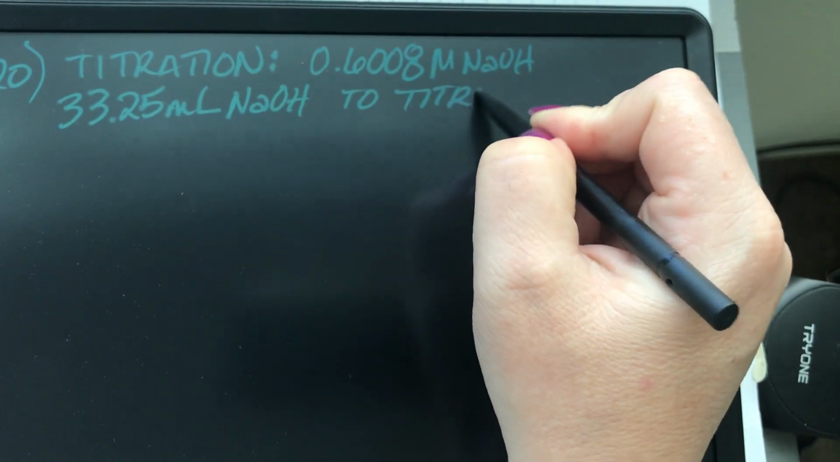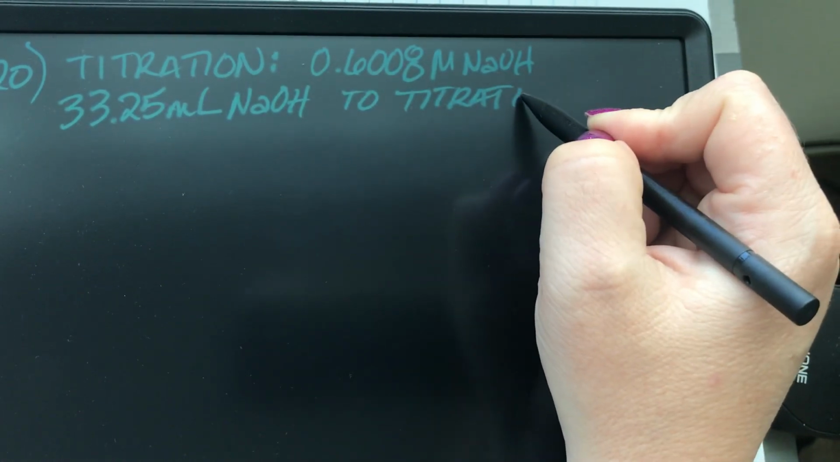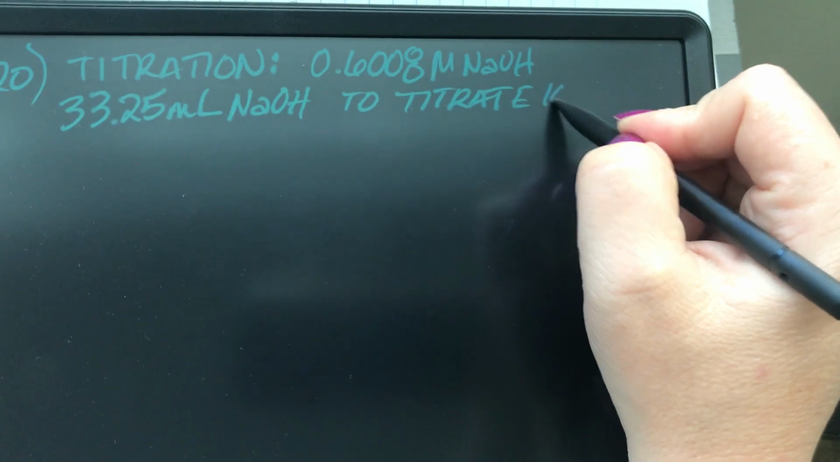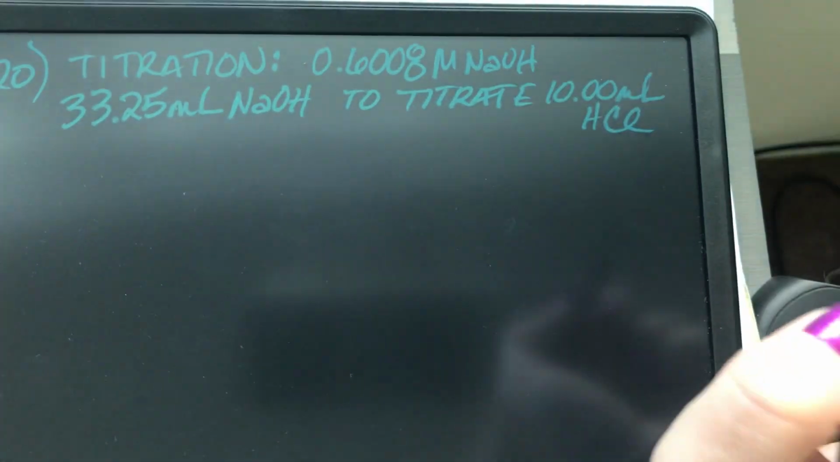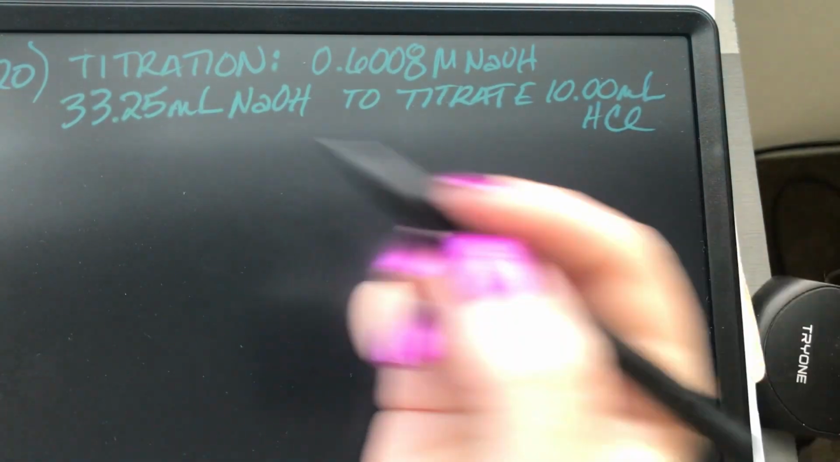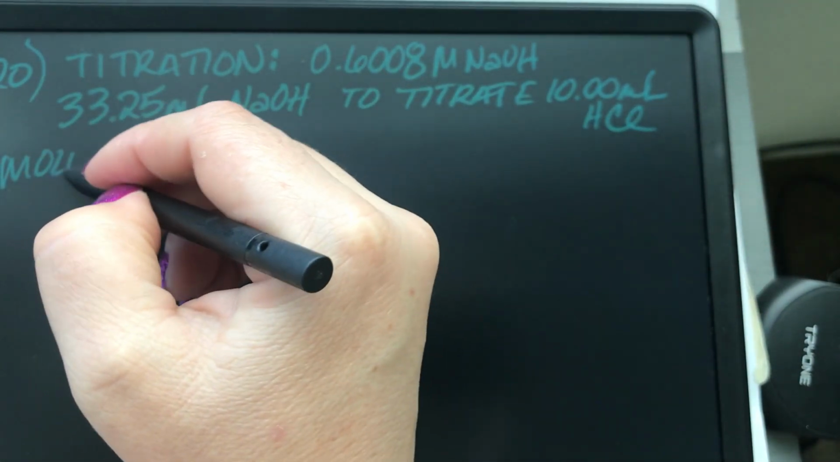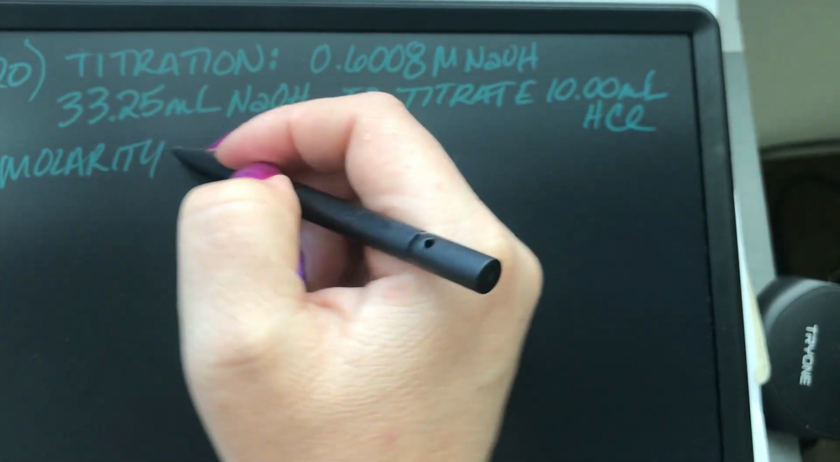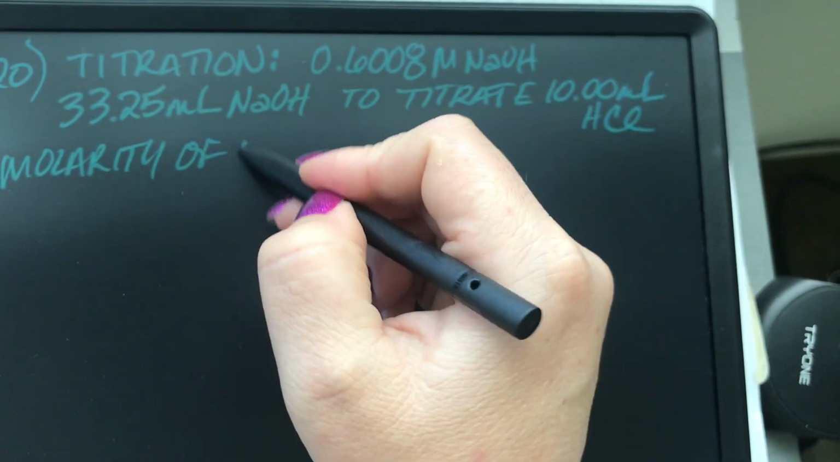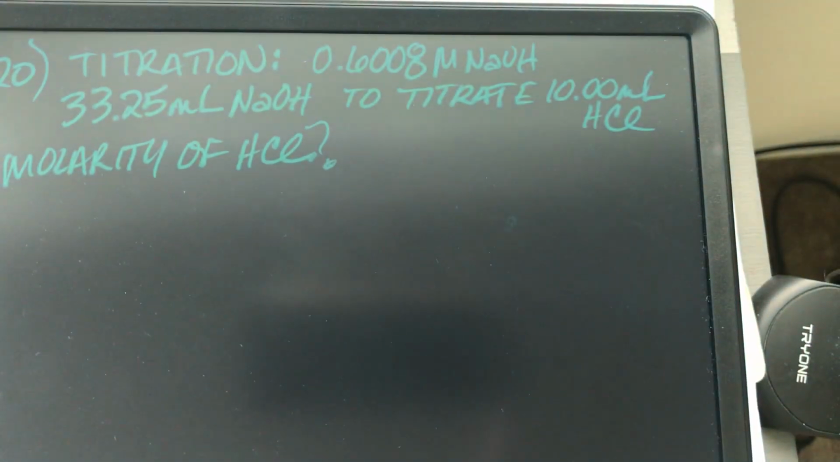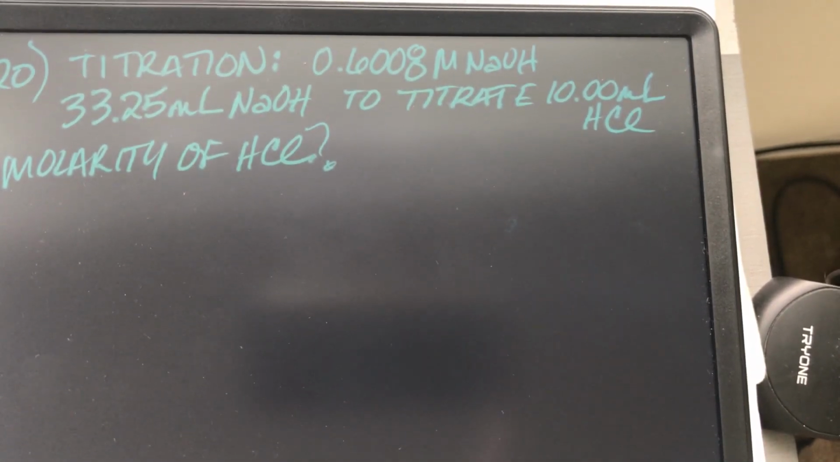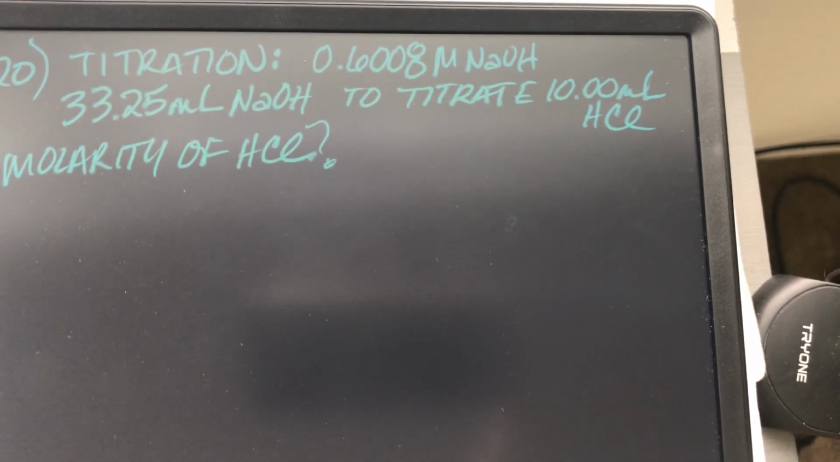titrate 10.00 milliliters of HCl. And we're asked to determine the molarity of HCl. Right? So I think we went over a question like this when we were talking about the solutions chapter.